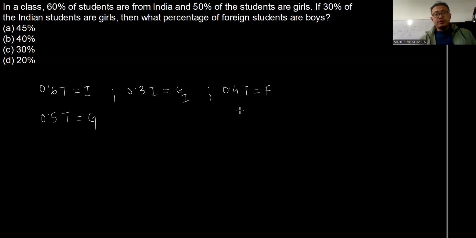Let's say foreign students are FB, foreign boys. So X times of the total is equal to foreign boys. What percentage of foreign students are boys? We have to solve for X in such a question, so the equation can be solved like this.